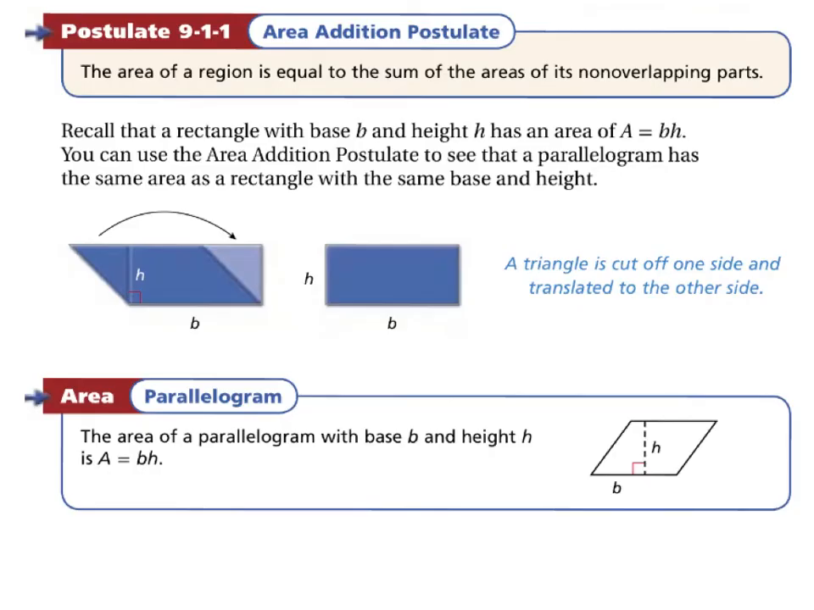So the first thing we're going to talk about is the area addition postulate. Now the area of a region is equal to the sum of the areas of its non-overlapping parts. So for example, you already know that a rectangle with base b and height h would have an area of base times height. You can use the area addition postulate to see that a parallelogram has the same area as a rectangle with the same base and height.